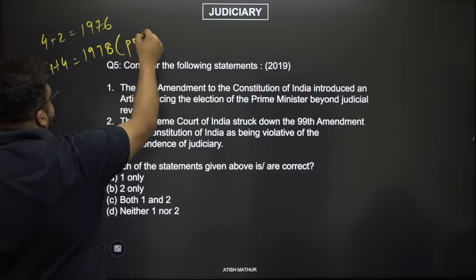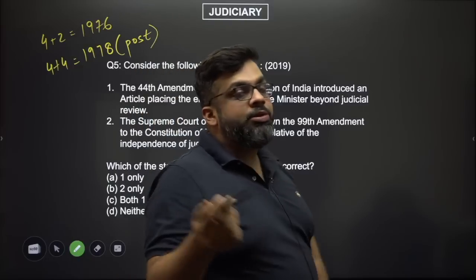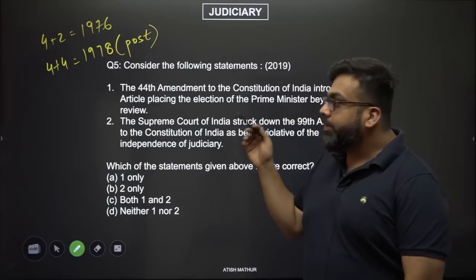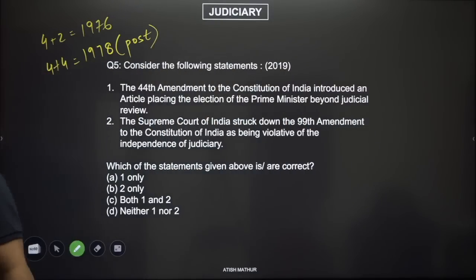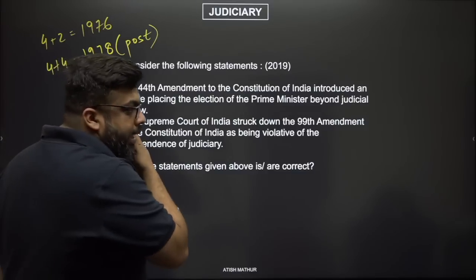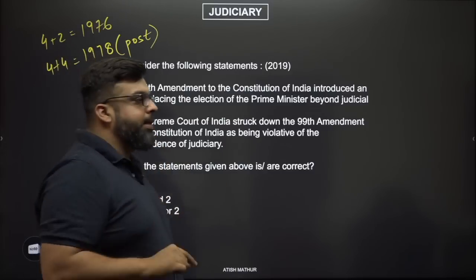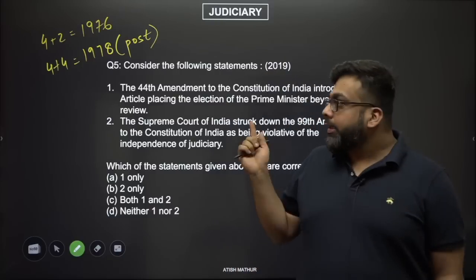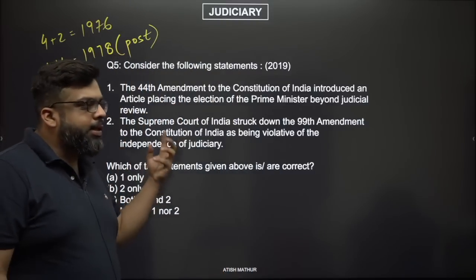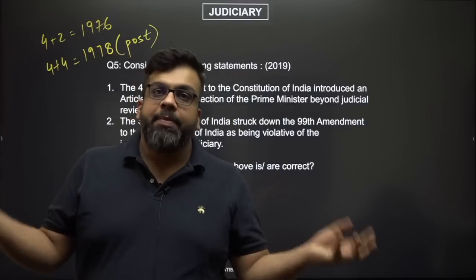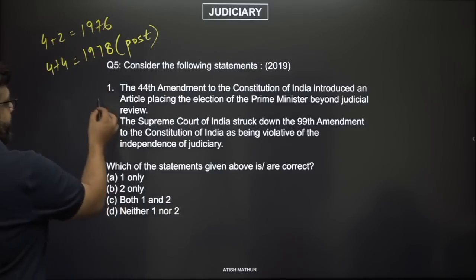This is the post-emergency amendment, right? Now the post-emergency amendment is to undo the misdoings of the emergency. Now this is supposed to be the good amendment. 42nd is supposed to be the bad amendment. Now see, the 44th Amendment introduced an article placing the election of the Prime Minister beyond judicial review. This is incorrect because this was done through an earlier amendment. This was not done through the 44th Amendment. The 44th Amendment was supposed to bring back and undo the wrongs that happened. I think it was the 38th or the 39th Amendment. So this is definitely wrong.